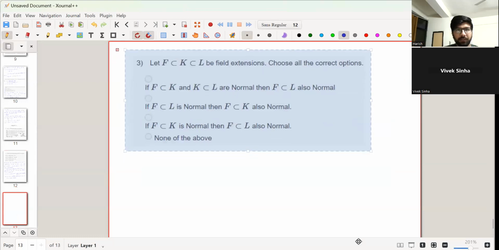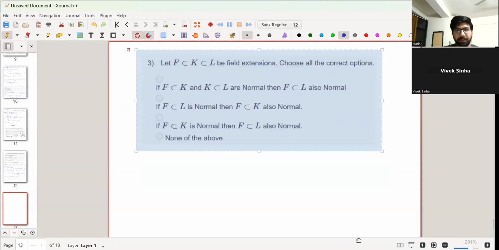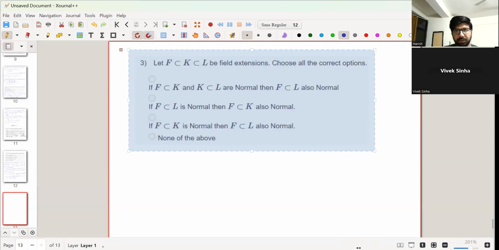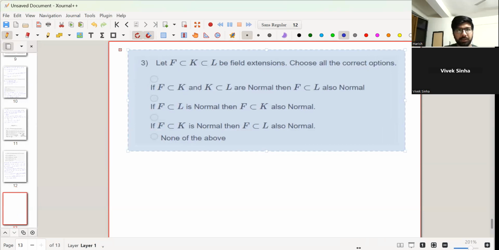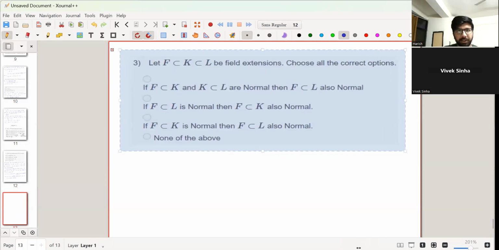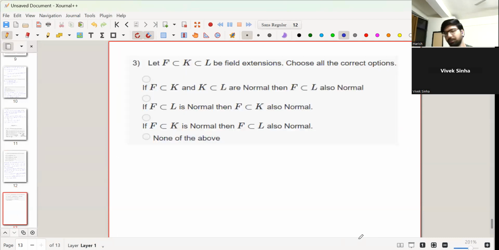It says let F, K, and L be field extensions. Choose the correct options. If F containing K, K containing L are normal, then F containing L is also normal. So whether it satisfies the transitivity condition or not. So here all three are not correct.